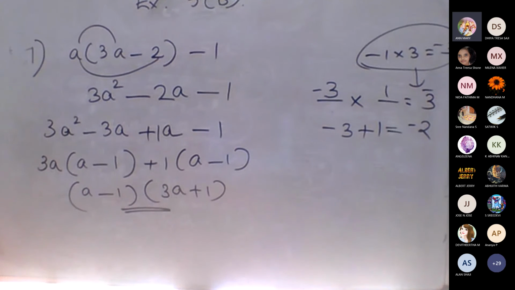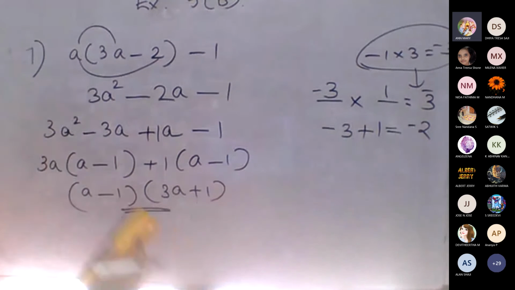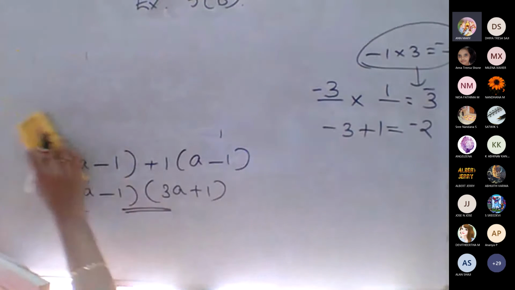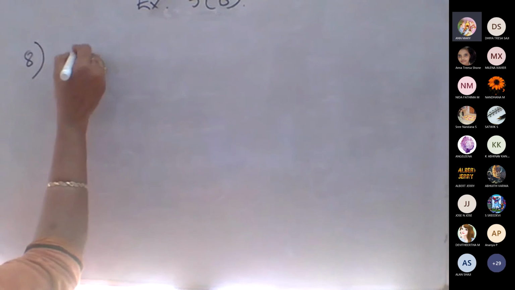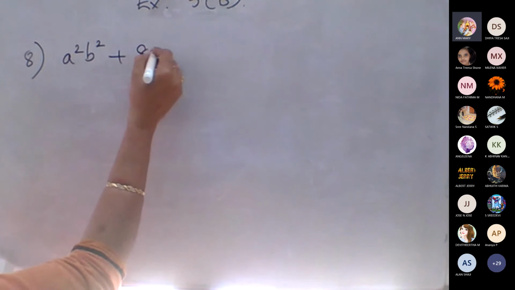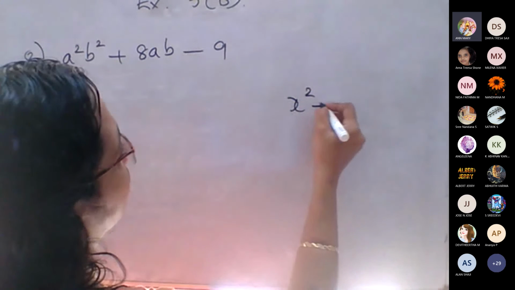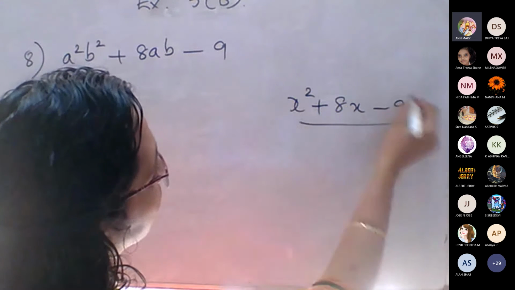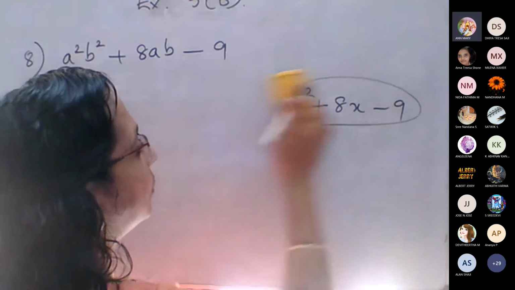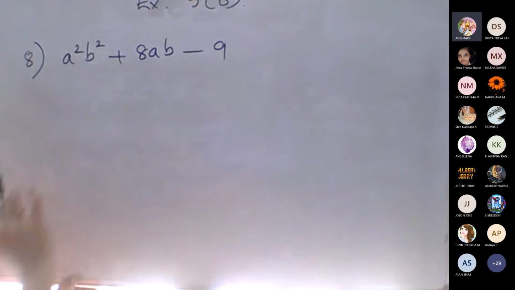Then the 8th question. Eighth question, some adjustment we can do. After that, it will be easy. A square b square plus 8ab minus 9. A square b square, we need what? X square plus 8x minus 9 form. This way we want to get. So what can we do with this? Don't write, first listen.